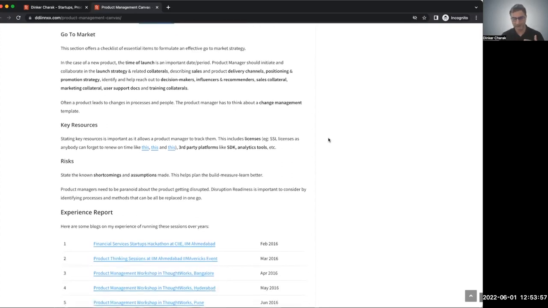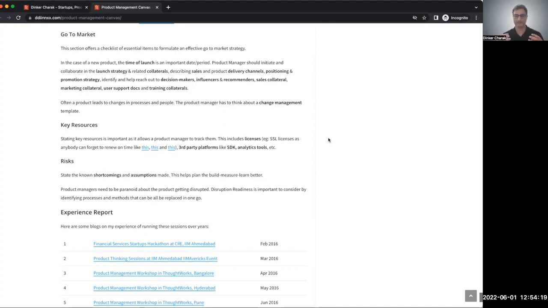While in this canvas, we encourage people to think about go-to-market holistically by giving them a list. Have you thought of this? It's very important, right? Have you thought about the time to launch?